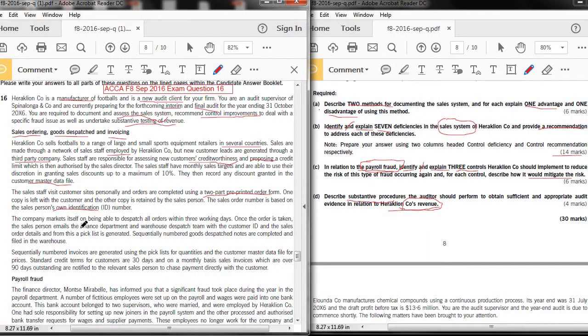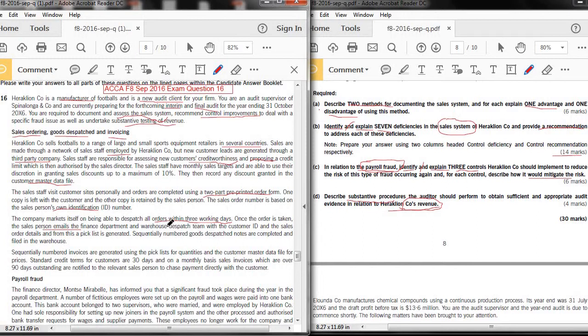The company markets itself on being able to dispatch all orders within 3 working days. This is the expectation that has been created in the minds of customers. Once the order is taken, the salesperson emails the finance department and warehouse dispatch team with the customer ID and the sales order details, and from this a pick list is generated. He is sending an email without any copy. They may dispatch wrong items to the customer. And one more thing, when they are booking the order, they are not taking confirmation regarding the availability of the stock.